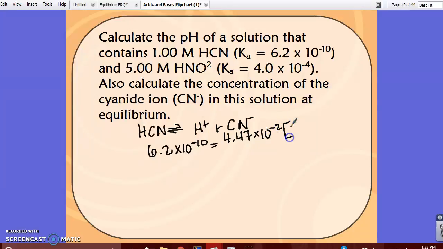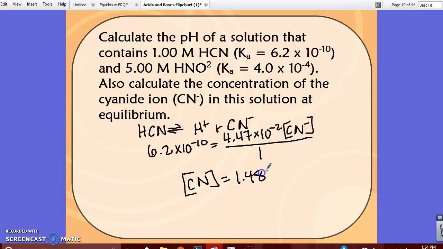So I'm going to put that on top. I don't know the cyanide ion concentration, so I'm just going to leave that. On the bottom would be HCN, but remember, if we were doing the method of successive approximation, we would say it's about the same as 1, especially since it has such a small Ka. So I'm just going to put that as 1. When I solve, I get that my concentration of CN is 1.48 times 10 to the negative 8th molar.